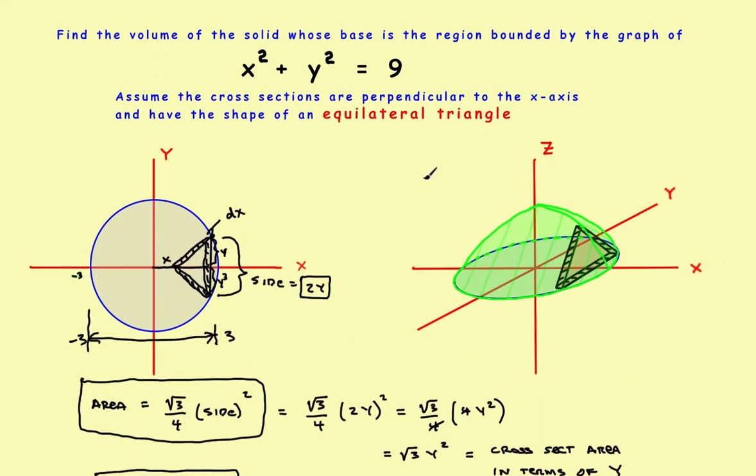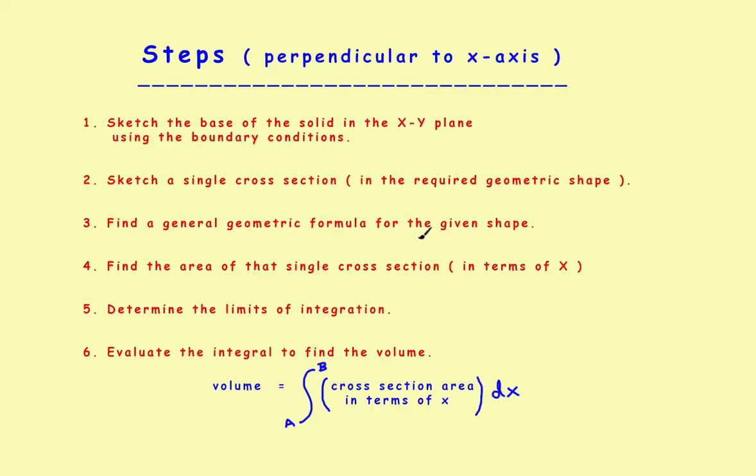So that's the 6th video, and again, that was a circular base with equilateral triangles for cross-sections, using the same 6 steps. And again, if you stay with these 6 steps, they make a pretty good guide for solving these kinds of problems. So hopefully that helps you out just a little bit.